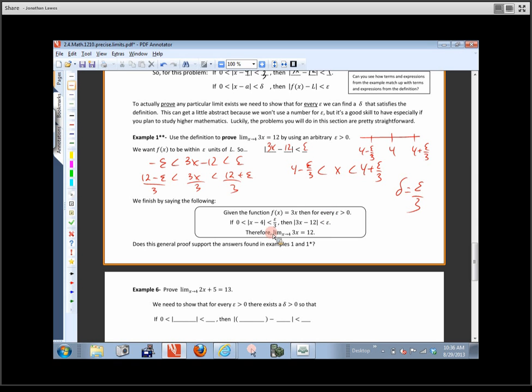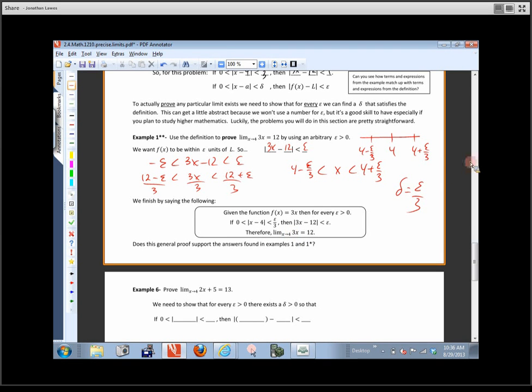If we were to actually state a conclusion for this, we'd say, given that function, you tell me any epsilon you want, then delta needs to be whatever epsilon is divided by 3. As long as you're within epsilon over 3 units of 4, the point of interest, then the function value is going to be within epsilon units of 12. That means the limit has to be 12.